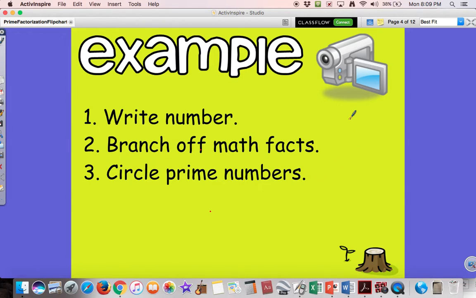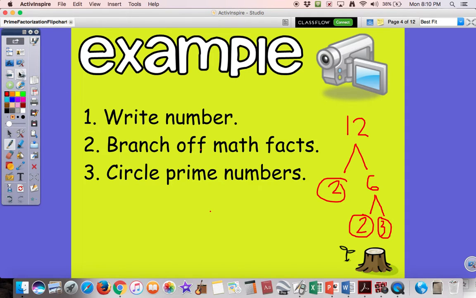For example, let's do 12. So here's my branch. 2 times 6. 2 is prime. 6 is not. 6 can be broken down again. 2 times 3. That's prime, and that's prime. Okay, we're done. Now, when we go back, if we multiplied all these together, we would get 12. 2 times 2 is 4. 4 times 3 is 12. So that's a way of checking it.